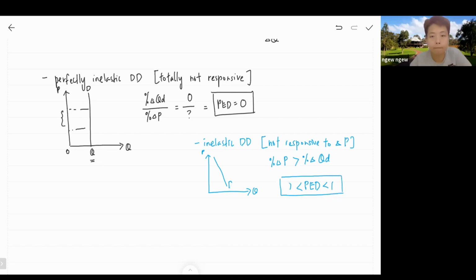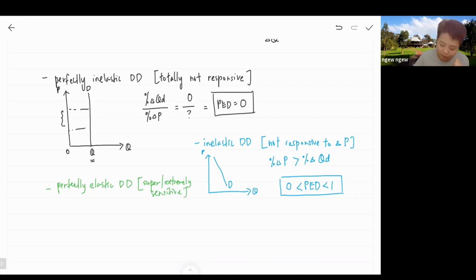Okay? And moving on, guys, we also have perfectly elastic demand, whereby consumers are absolutely sensitive to changes in price. Once the price changes, then the demand is gone. Okay, so this is super extreme sensitivity. Okay guys, this is just my explanation.